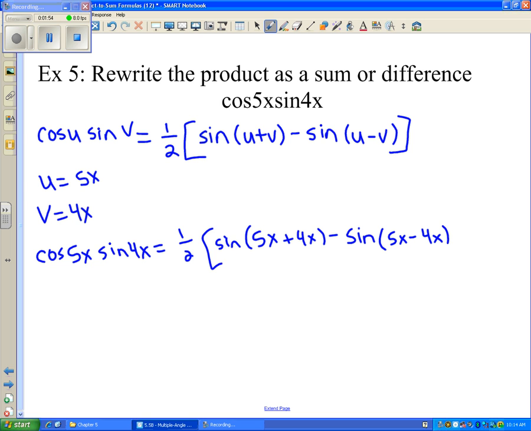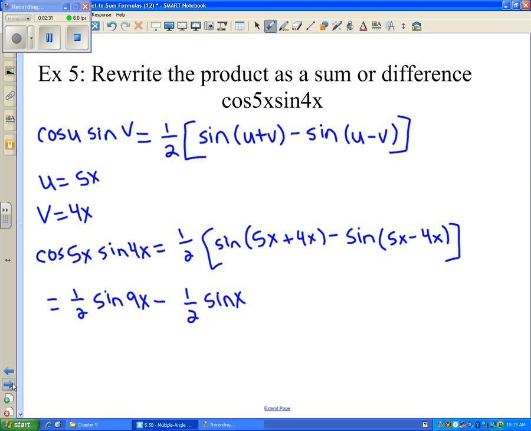I'm going to go ahead and simplify this, and I'm going to combine two steps. I'm going to combine my like terms and distribute the 1/2 to each of my terms to end up with 1/2 sine of 9x minus 1/2 sine of x. And all they asked you to do was rewrite the product as a sum or difference, and I have done that, and so my problem is complete.